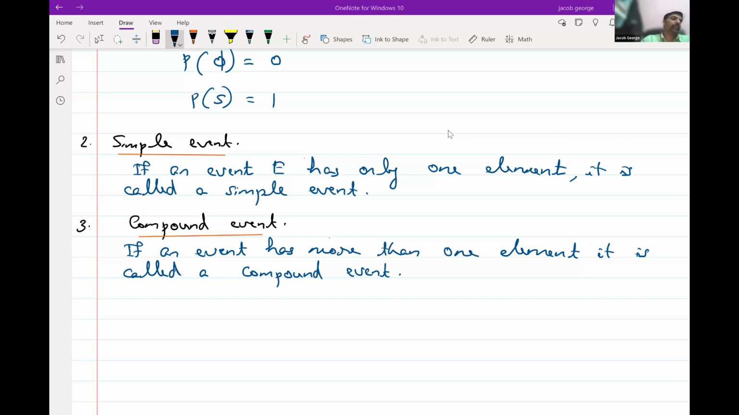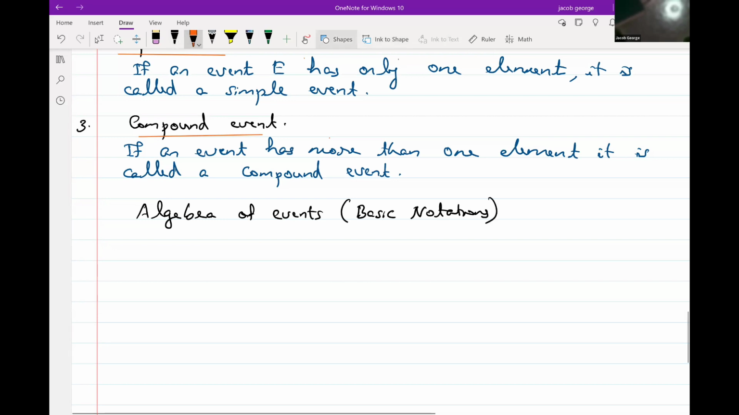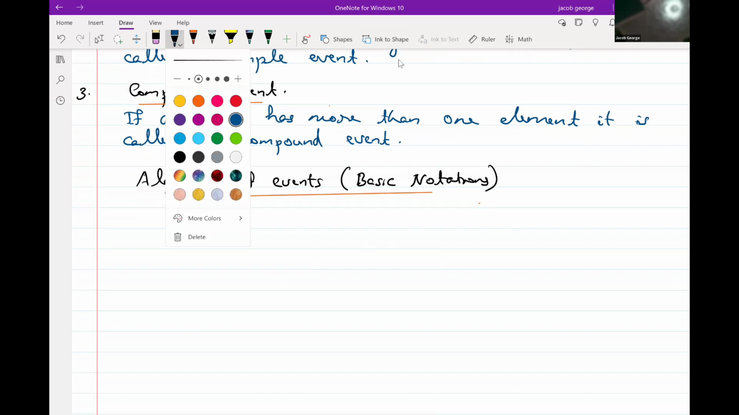So please write. Algebra of events. Subheading, algebra of events. In bracket, basic notations. These notations we take from set, the first chapter. The same notations that we have used in set, we will connect to the events.